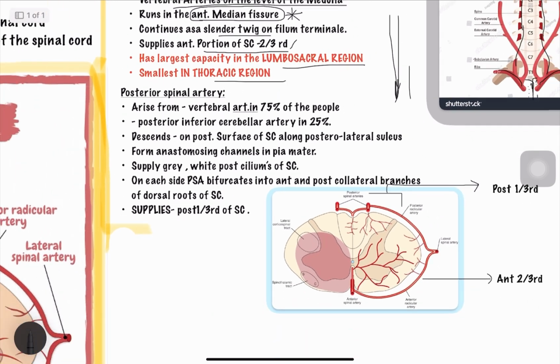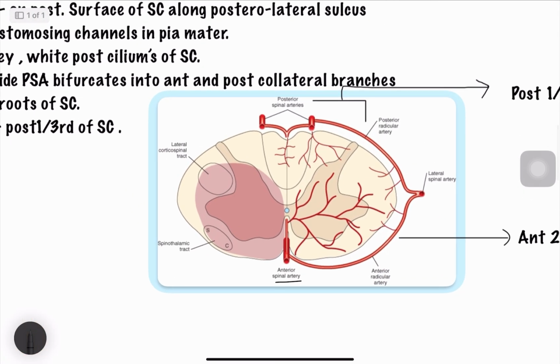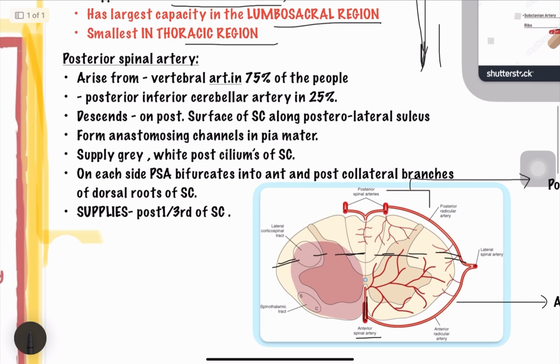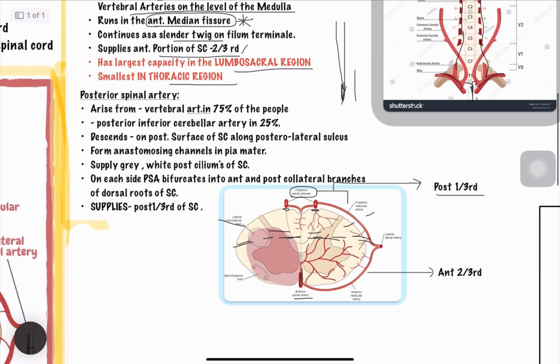In this picture, we see the anterior spinal artery running along the anterior median fissure of the spinal cord. It supplies the anterior two-thirds of the spinal cord. Up till here is the supply of the anterior spinal artery. The posterior spinal arteries are present in the sulcus on the posterior side, known as the posterolateral sulcus. These posterior spinal arteries supply the posterior one-third of the spinal cord.